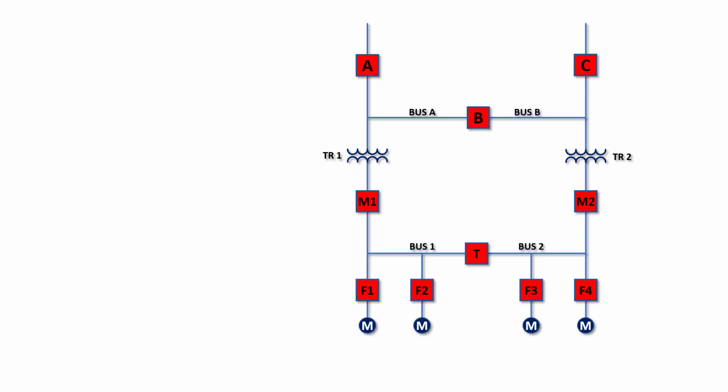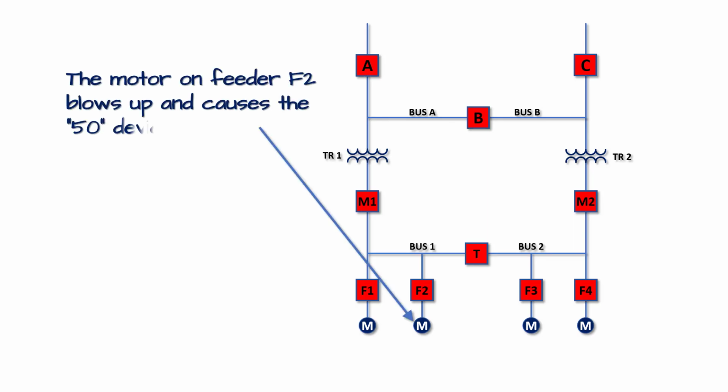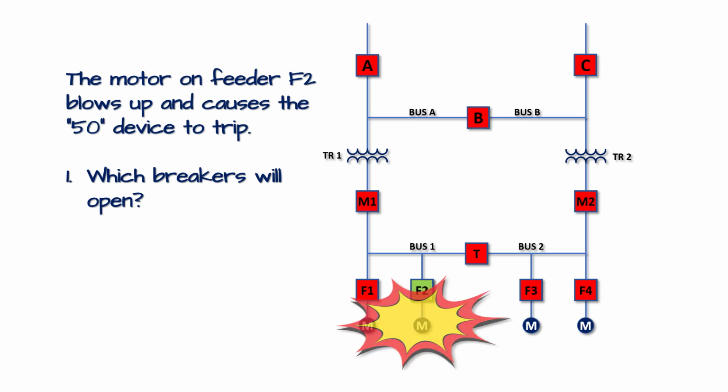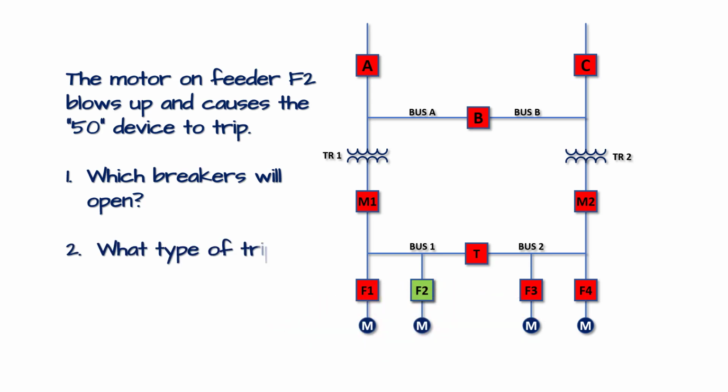Okay, so here's the first question that I sent out. This motor on feeder F2 blows up and causes a 50 device to trip. Which breakers will open? Well, if you said F2, you are correct. So, what type of trip occurred? Well, to know that, we need to know a little bit about the language of electrical systems design.